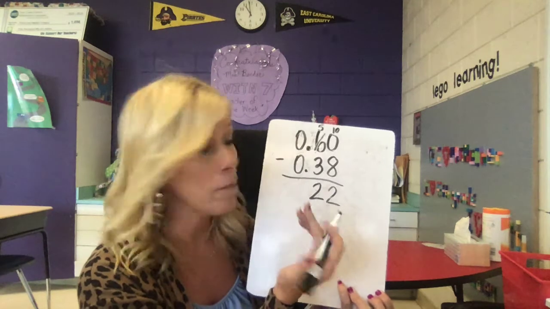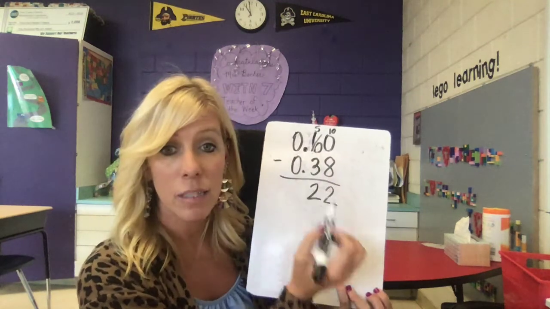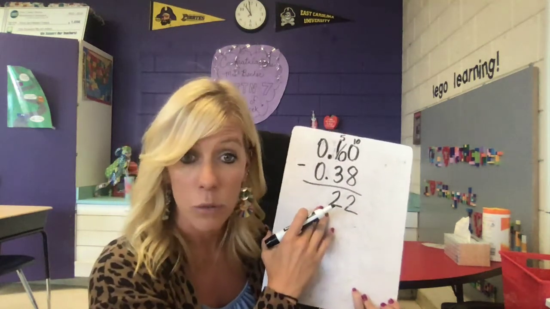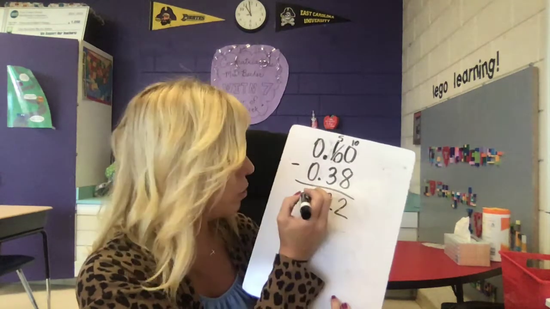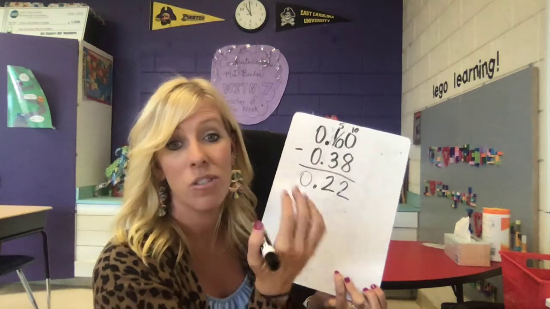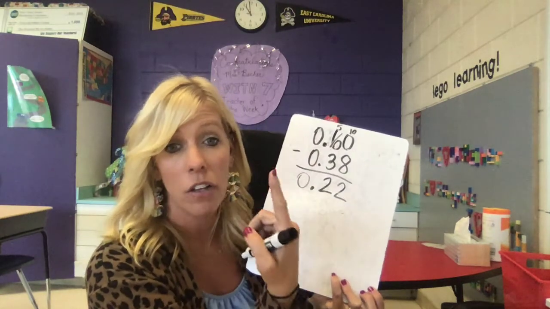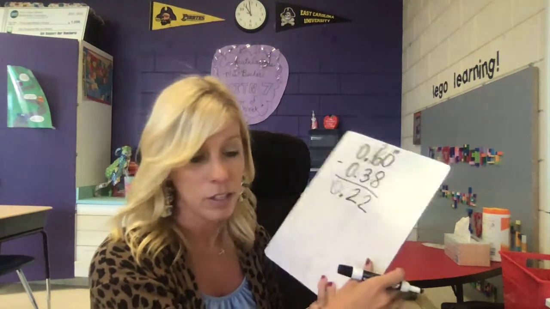If we're thinking about it like money, if I had 60 cents and I spent 38 cents, would I have $22? No way. I'd have 22 cents, 22 hundredths. 22 hundredths of a dollar. A dollar is 100. I'd have 22 of those.